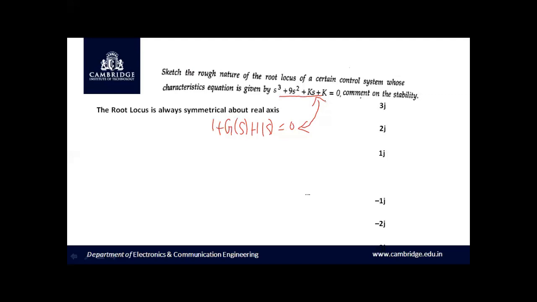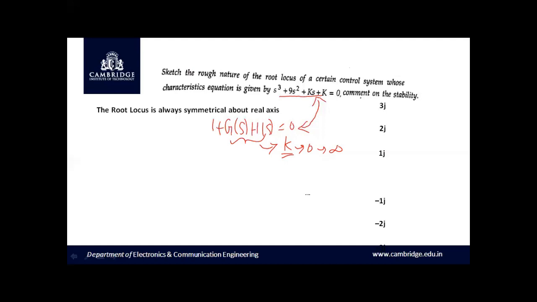We know that gain k, which is varied from 0 to infinity, is always in the numerator of G(s)H(s). That is, in the numerator of G(s)H(s), we always have the gain k, which is ranging from 0 to infinity.